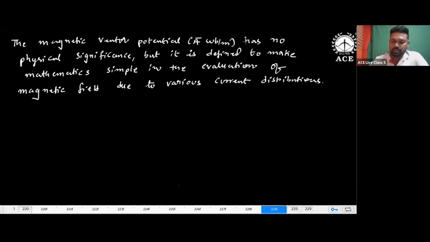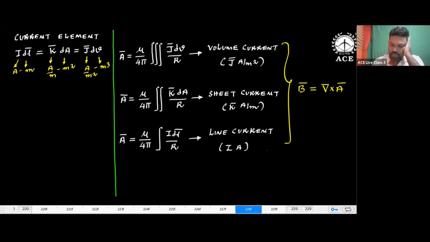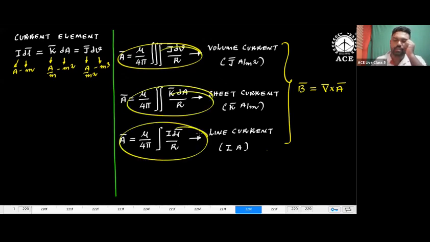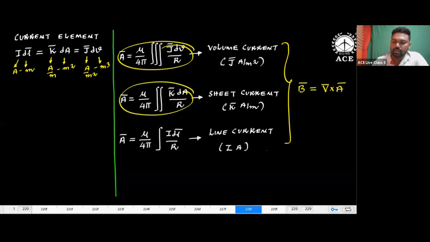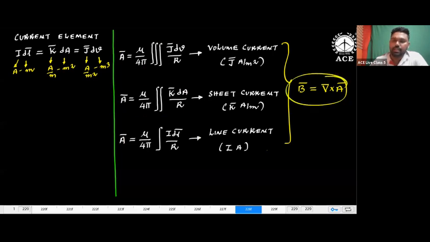Welcome back, friends. So here it is, the magnetic vector potential, beta. Magnetic vector potential has no physical significance, but it is defined to make the mathematics simple in the evaluation of magnetic field due to the various current distributions. So what can be expected in our exams is based on identification of equations. You should know the expression of A for volume current, A for sheet current, and A for line current. Once you know the expression for A, you can find out the B. B is equal to del cross A, beta. Clear?